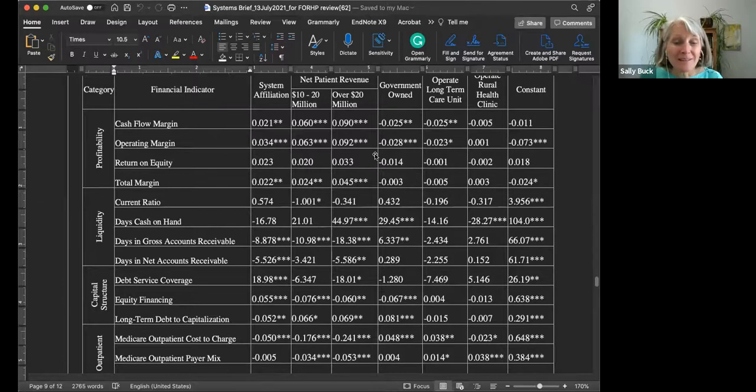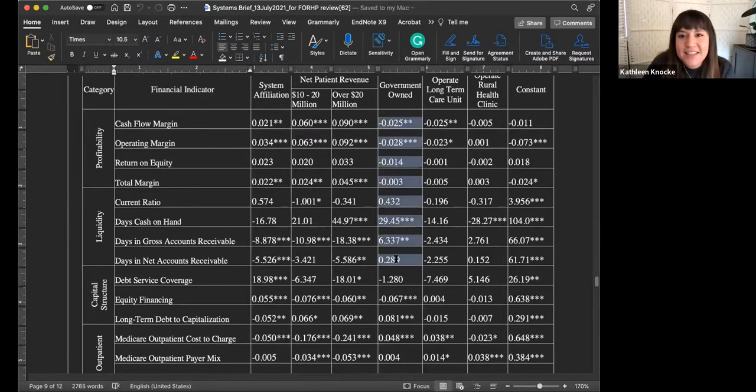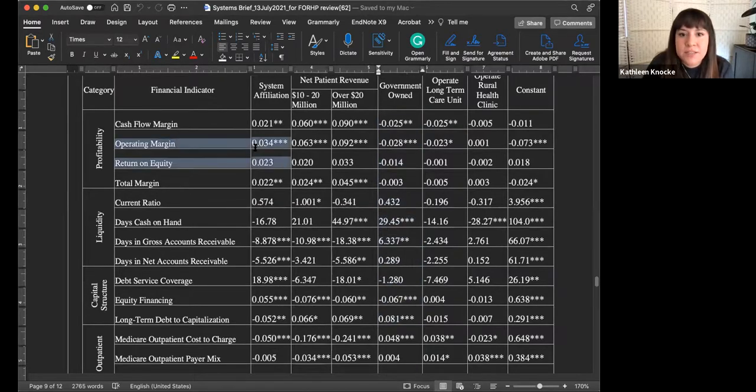Okay. So we're getting a peek. Yeah. So this is the proxy for nonprofit in the regressions, but you can see it aligns pretty heavily with how system affiliation was treated in the regression.